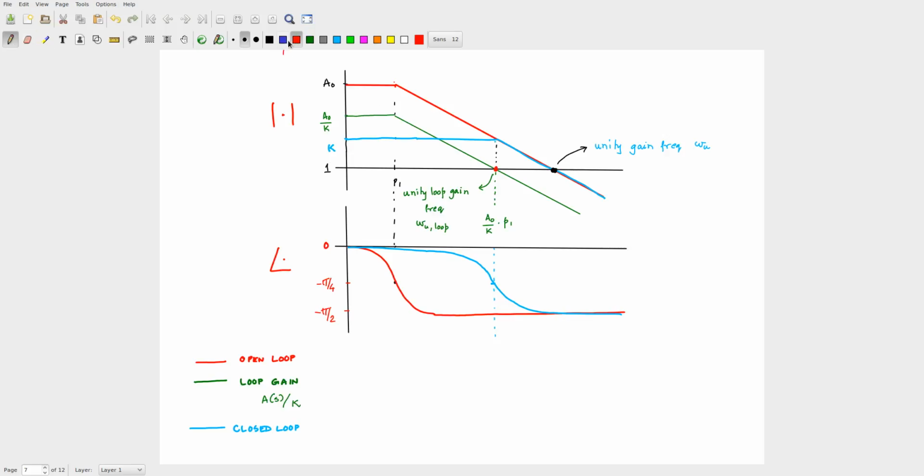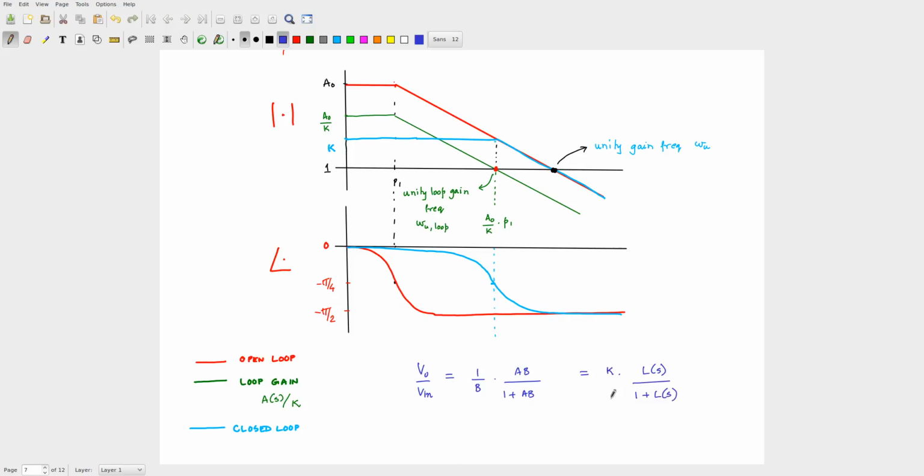Remember your V naught by V in itself. How did you write this? In the general form we wrote it as 1 by B, AB by 1 plus AB, and your AB is nothing but your loop gain. So this is nothing but 1 by B, and maybe your 1 by B is essentially K. So it is K into loop gain L of S divided by 1 plus L of S.